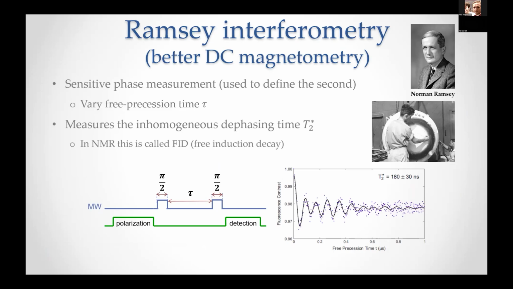And this is maybe the most sensitive way of measuring phase. Maybe, I don't know, this is how we define the second. So it's really good. He called it the separated oscillatory fields technique or something like that. It's easier to say Ramsey interferometry. And he got the Nobel Prize for this as well in '89, I think.